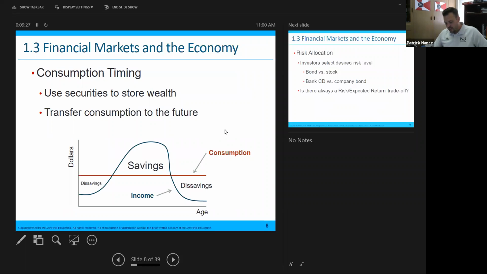Okay, consumption timing. Financial assets are often used as methods of choosing when to use that money for a consumable good. So that means it's oftentimes used to store wealth or grow wealth, and then we transfer the timing of that consumption to the future. So for example, saving for retirement. Okay, so I'm putting money into a retirement account, and I'm not consuming that money right now. It is in financial assets. And once I retire, when my income is lower than my need to consume, that is when I will start using that money for consumption.